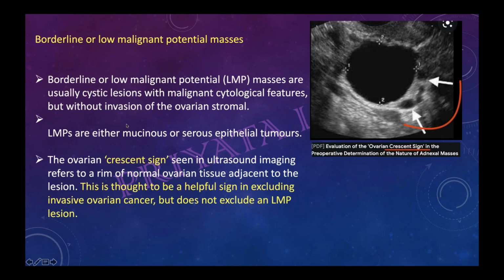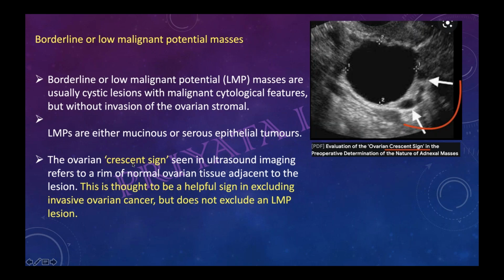Apart from this, borderline tumors. Borderline tumors are tumors having low malignant potential. And how can we differentiate these borderline tumors from invasive lesions? Because here stromal invasion is not present. Ovarian stromal invasion is not there. They are mucinous or serous, and they have a crescent sign.